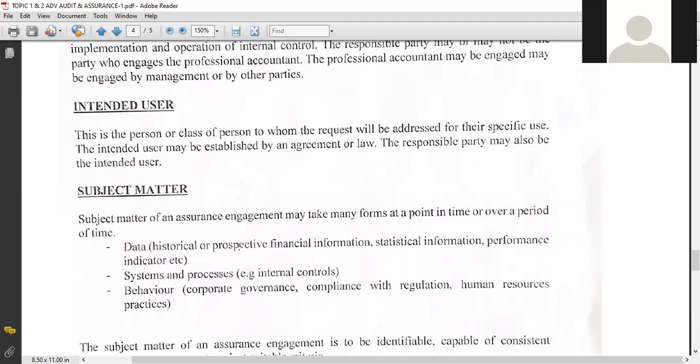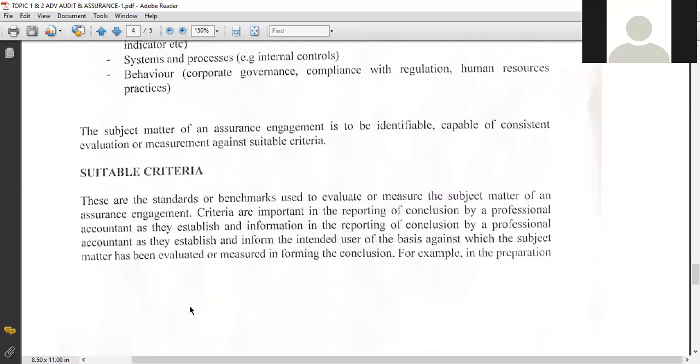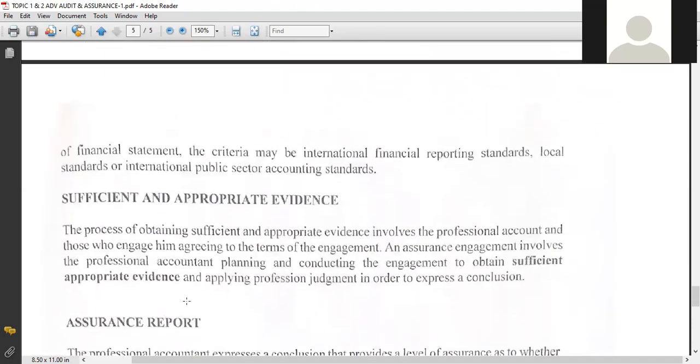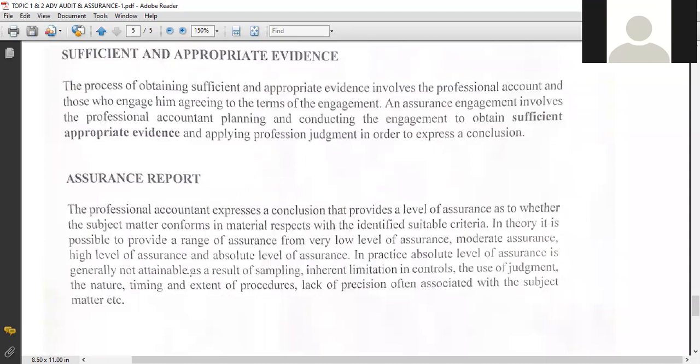Then the subject matter of an assurance engagement may take many forms, at a point in time or over a period of time. So with data, historical, we have prospective financial information when you are trying to estimate the future. That's prospective, forecasting and using estimation. Then statistical information, performance indicators, and so on. And it may be system and process audits. It may be behavior, that is personnel audit or staff audits. You can also do all this. So this is just a brief about audit and assurance.